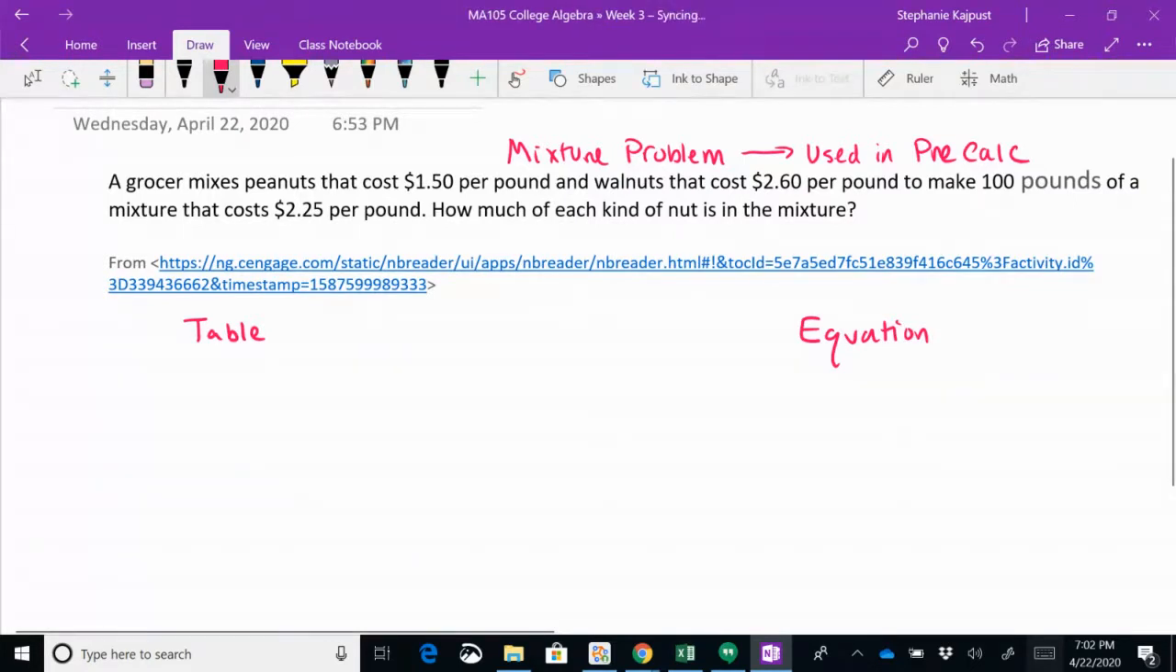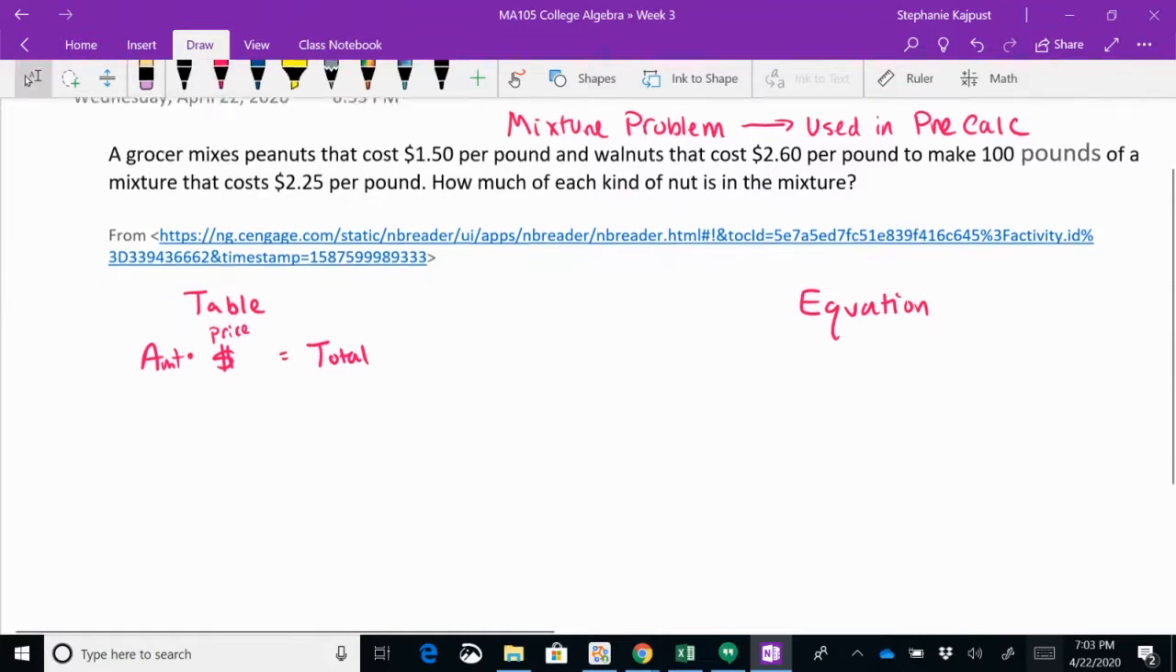So the way the table works for something like this is that you have some amount of something, like in this case how many pounds of whatever the nut is, and we multiply it by the price, and that will give us a total. So we've got amount times price equals total. For example, if I bought 2 pounds of peanuts, which are $1.50 each, then that's going to cost me 2 times $1.50, and that's $3. So that's how the table gets set up.